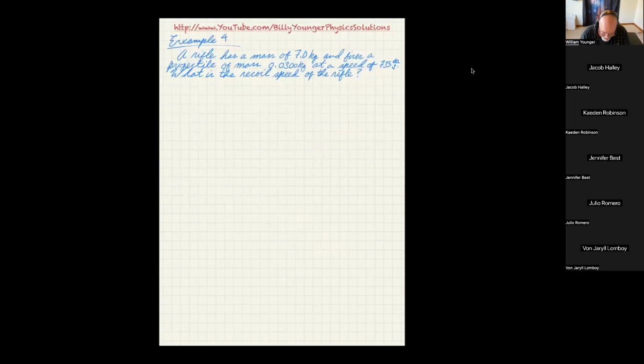Okay. All right. Here's another problem. And again, this one's very much like one of the ones your book has. It says a rifle has a mass of 7.0 kilograms and fires a projectile of mass 0.0300 kilograms at a speed of 735 meters per second. What is the recoil speed of the rifle?